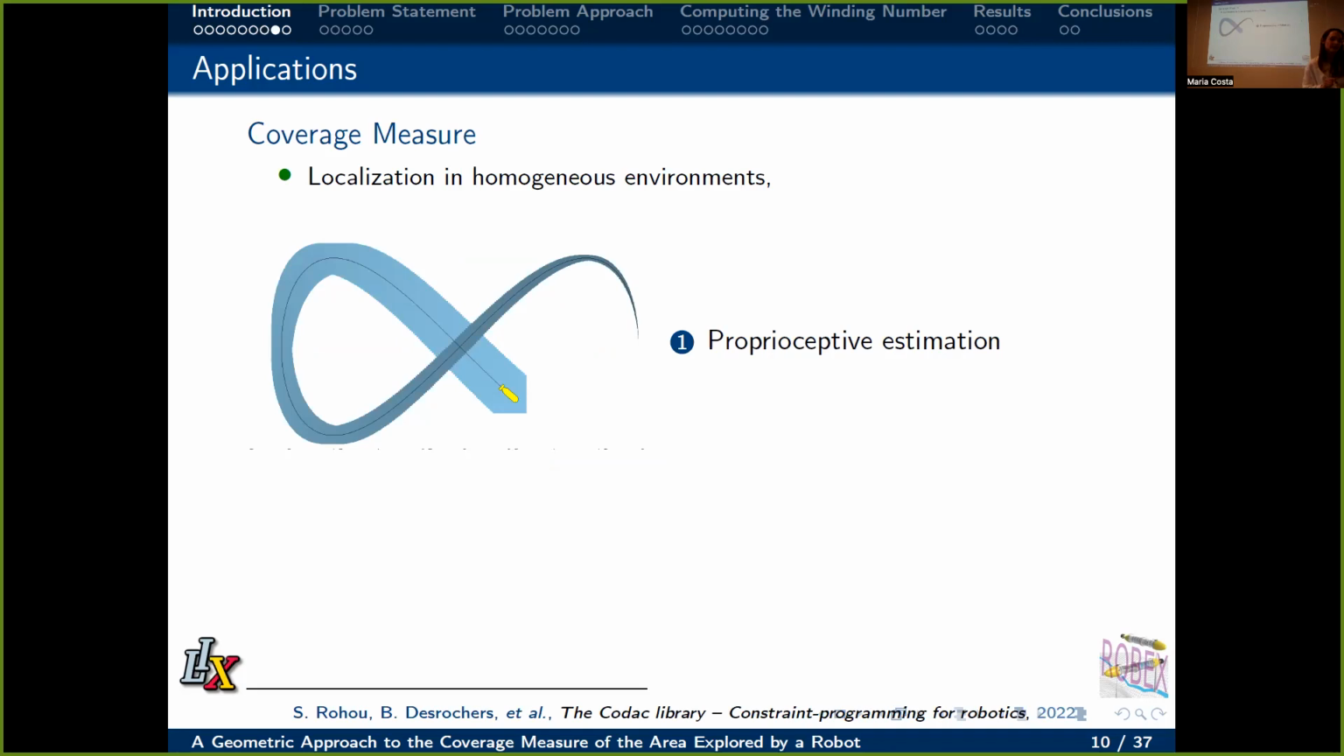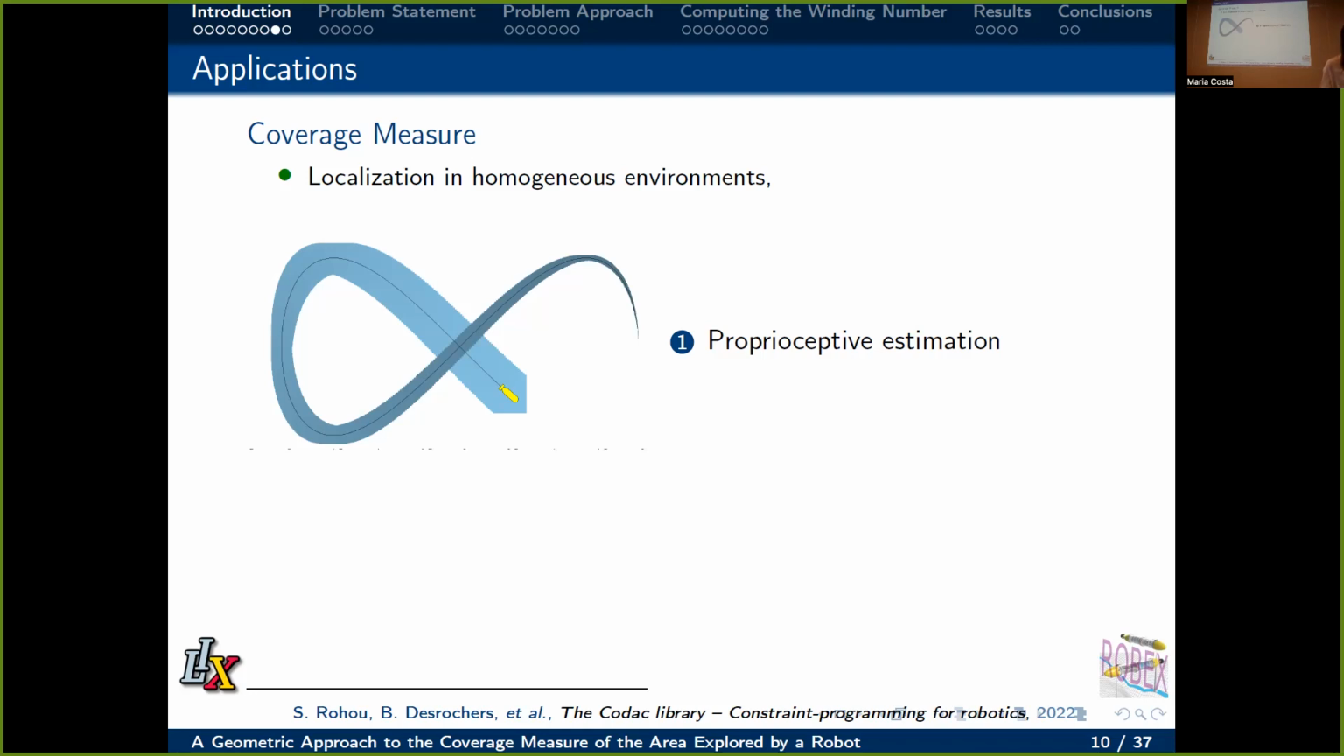Okay, so first, here we have localization in homogeneous environments. I'll briefly explain how localization algorithms usually work. There are several algorithms of localization, but they can work like this one. First we do what is called proprioceptive estimation. We are going to be integrating the information that comes from the proprioceptive sensors: acceleration, speed, and angular velocities.